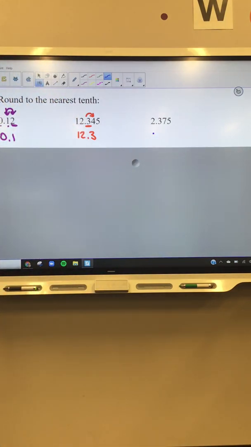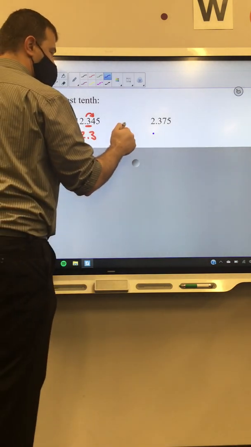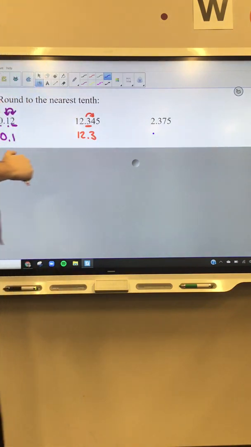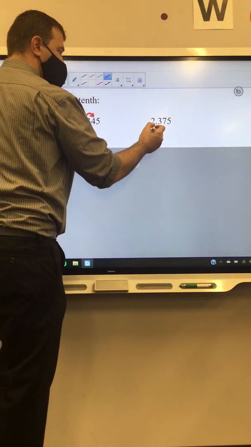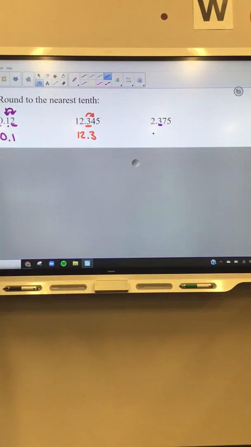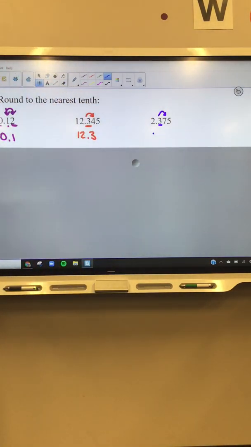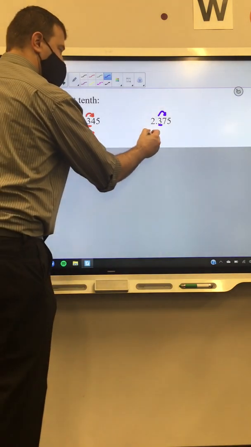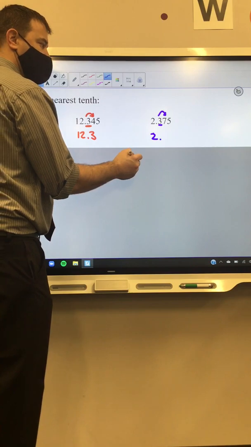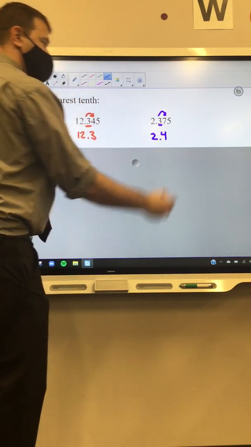Well, which number is in the tenths digit right now? 2.375. That's my tenths right now, right? So my answer is either going to be 2.3, or if this next number over is large enough to be another tenth, or almost another tenth, then I'll bump it up to 2.4. Do I keep it as 2.3, or is that more than halfway to the next tenth? Yeah, so I'm going to bump it up to 2.4.